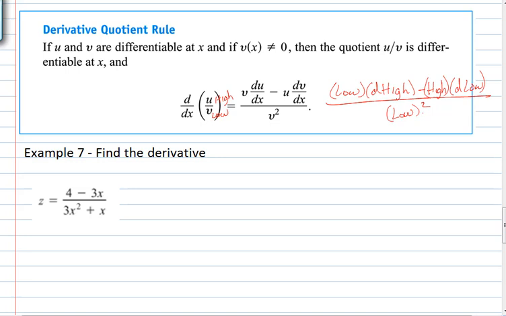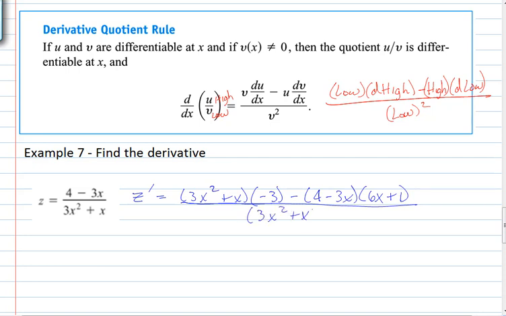It's corny, but it'll help you remember it. I don't care how you remember it. Feel free to use my low d high minus high d low. Somebody else came up with it, not me. So let's find the derivative now. So z prime is going to be equal to low d high, tell me what to write, minus high d low all over the denominator squared.